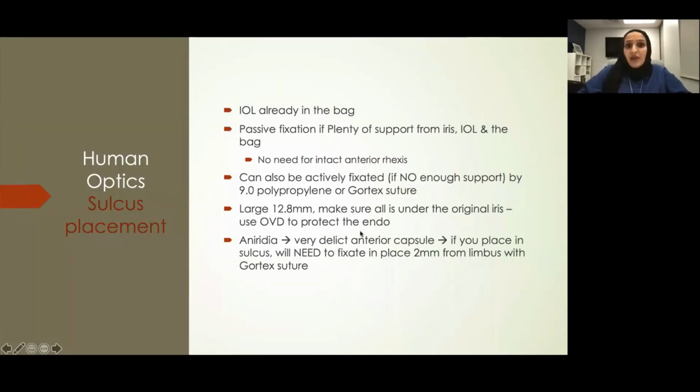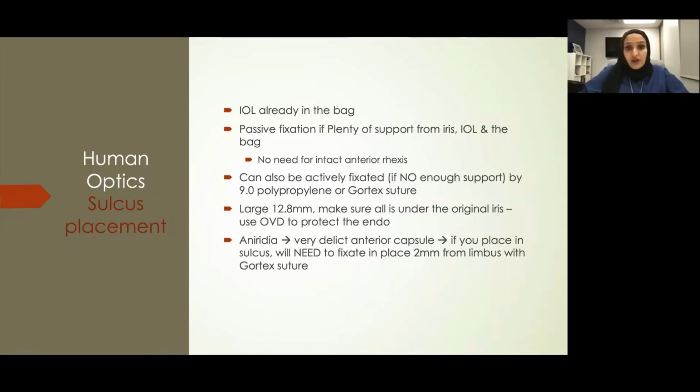In the sulcus placement, the IOL is already in the bag, and then passive fixation, if we have plenty of support from the iris and the IOL, we don't need an intact capsulorhexis, but we definitely need a good support at the back with a bag. We can also actively fixate it with a 9-0 Prolene or Gore-Tex suture. For large iris implants, it's 12.8, so we have to make sure that it's all under the original iris, and we have to use an OVD to protect the endothelium.